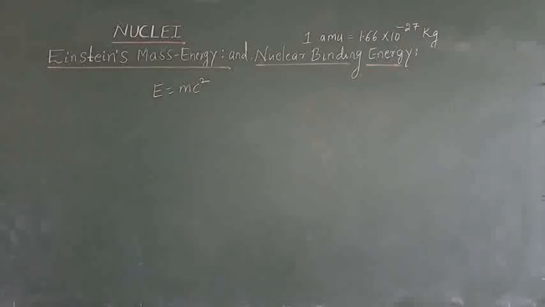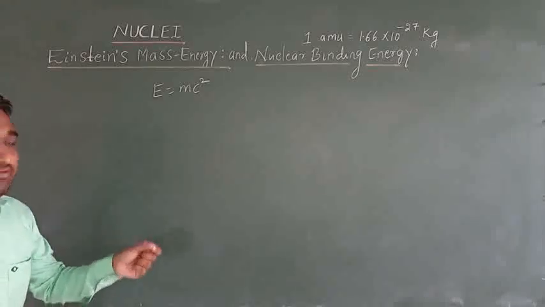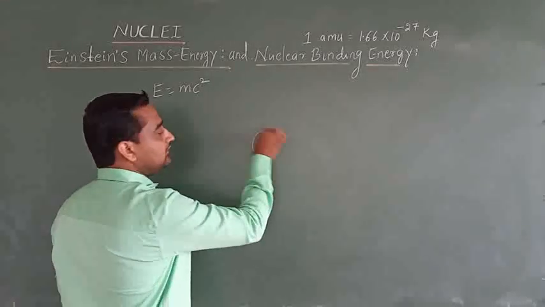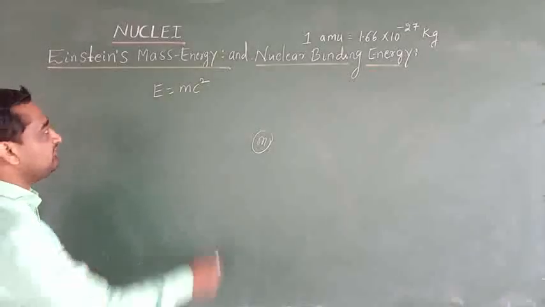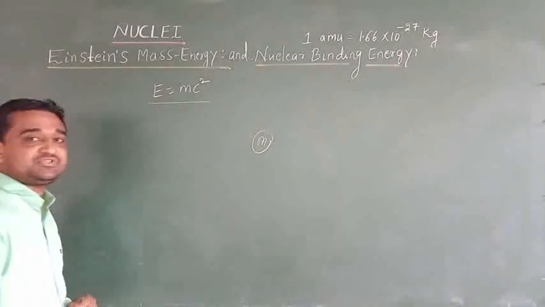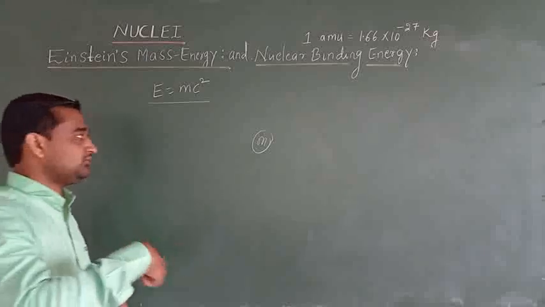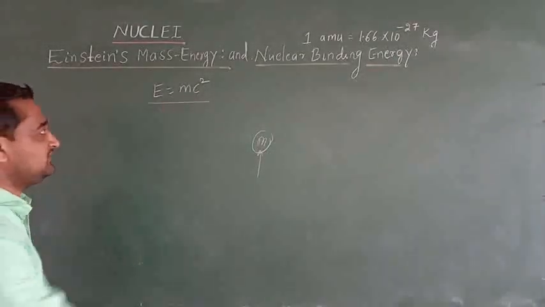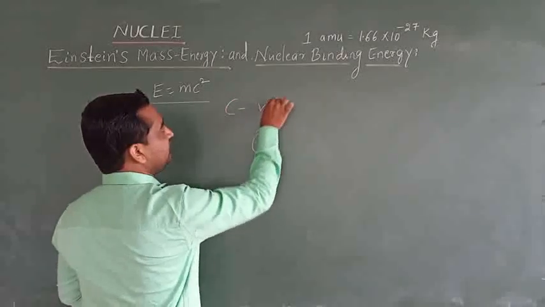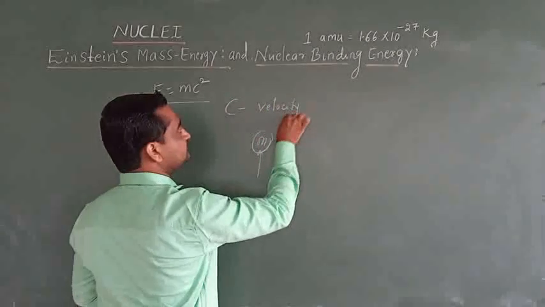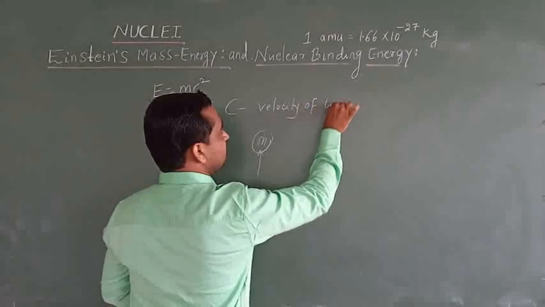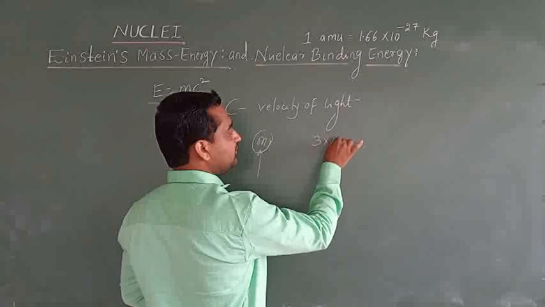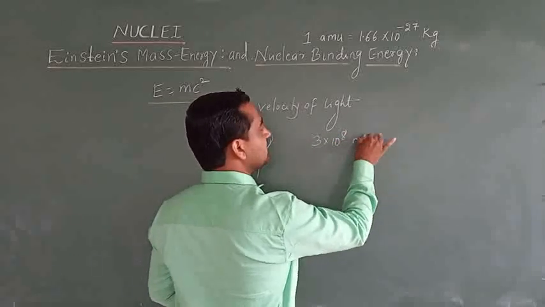According to Einstein, the energy equivalent E of a mass m is given by, suppose a body of mass m, its energy is given by E is equal to mc square. So how do we calculate the energy of the mass m? E is equal to mc square. What is c here? c is the velocity of light in air or vacuum. Its value is 3 into 10 to the power 8 meter per second.